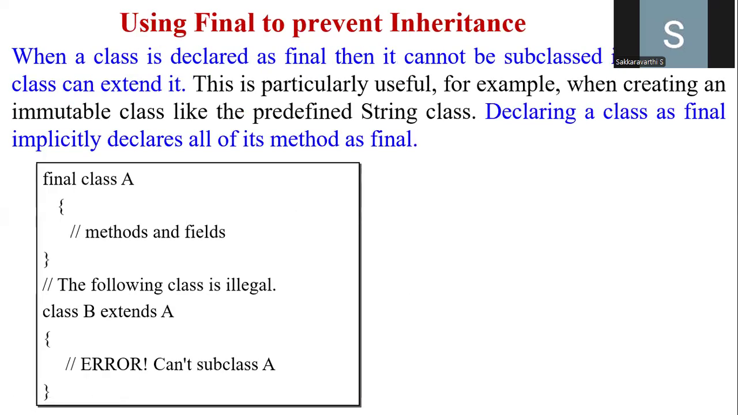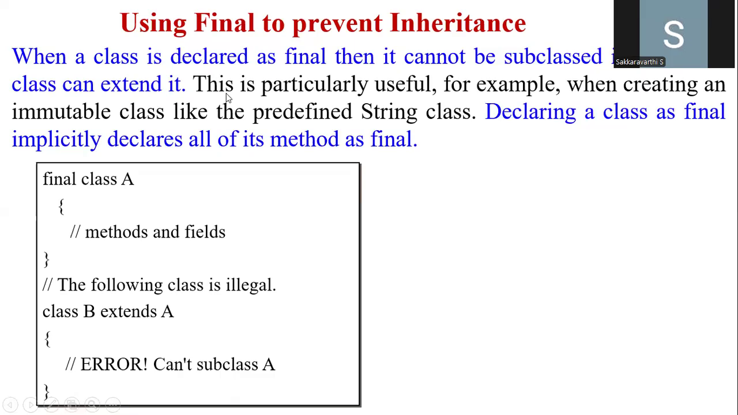Then using the final keyword, we can prevent inheritance. Inheritance is prevented when we declare a class with the final keyword, that class cannot be extended by a subclass. Here class B extends A is illegal because A is the final class. So as per the definition, when a class is declared with the final keyword, that class cannot be used as a parent class for another class. So class B extends A is illegal. The definition also says that when a class is declared as final, it cannot be subclassed, so no other class can extend it.